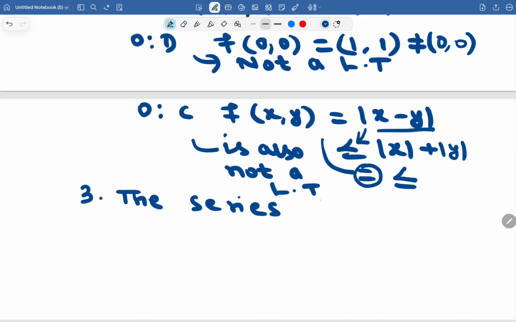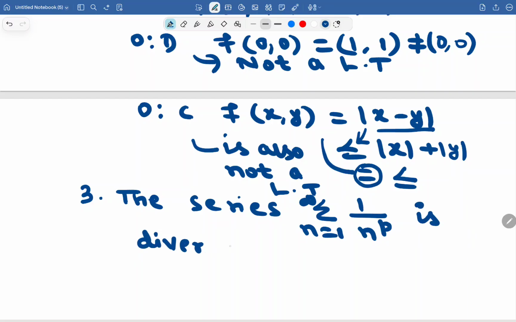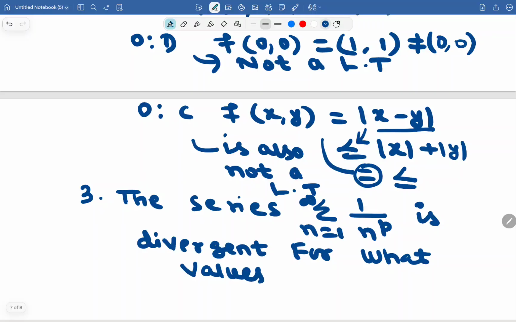The series summation n equal to 1 to infinity 1 by n power p is divergent for what values of p?